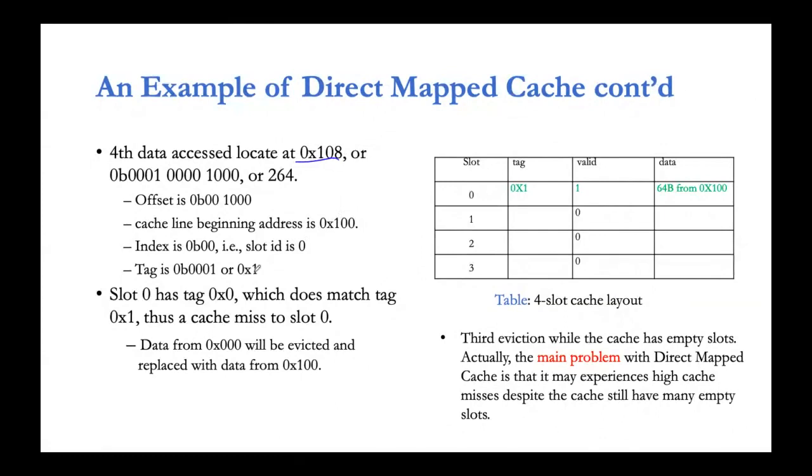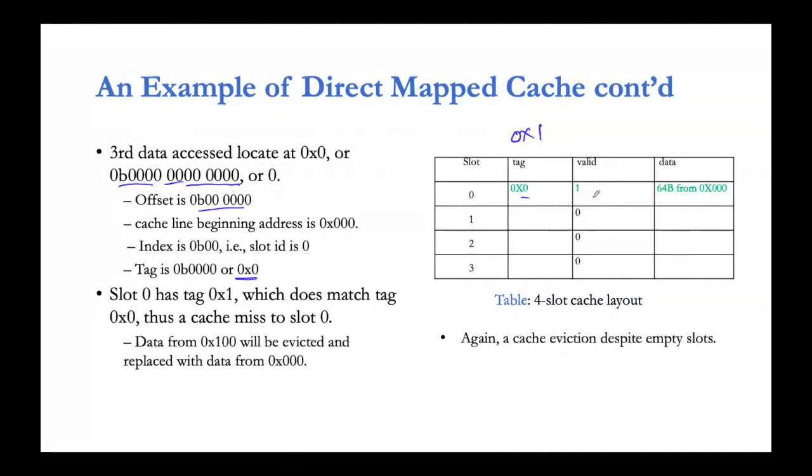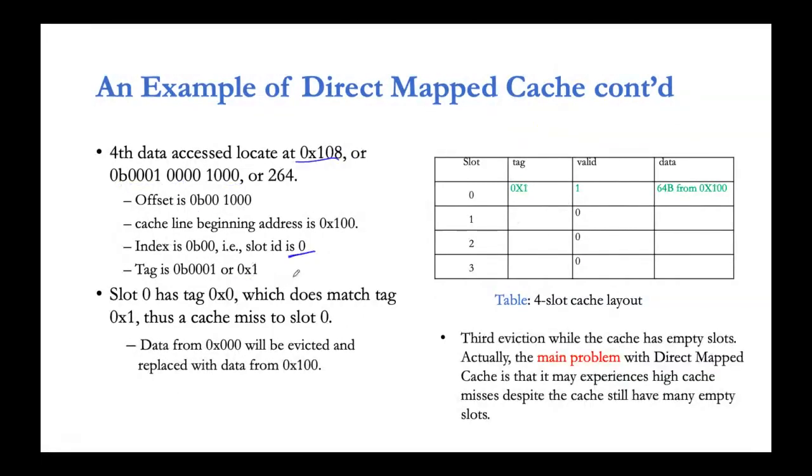In there also the index is 0, so the slot is 0. In slot 0, the valid bit is 1, but the tag is not matching. So again the entire frame will be deleted, and the new cache line will be stored here, that is from the address 100. So here is the third eviction while the cache has empty slots.